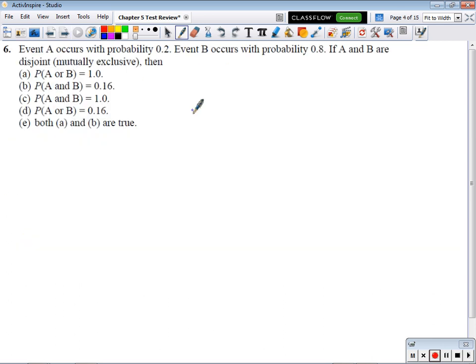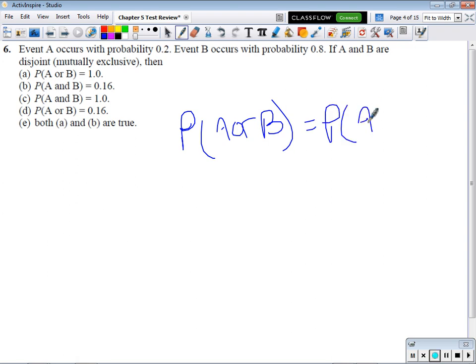For number 6, it says event A occurs with a probability of 0.2, event B occurs with a probability of 0.8. If A and B are disjoint, meaning they're mutually exclusive, then what's the probability of the following? So just remember that if events are mutually exclusive, what we know is true is that the probability of A or B is equal to the probability of A plus the probability of B.